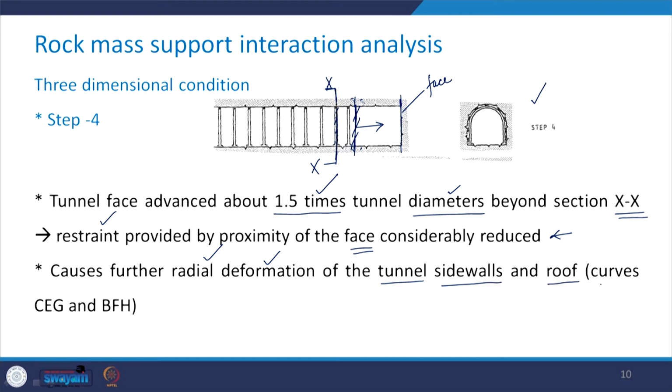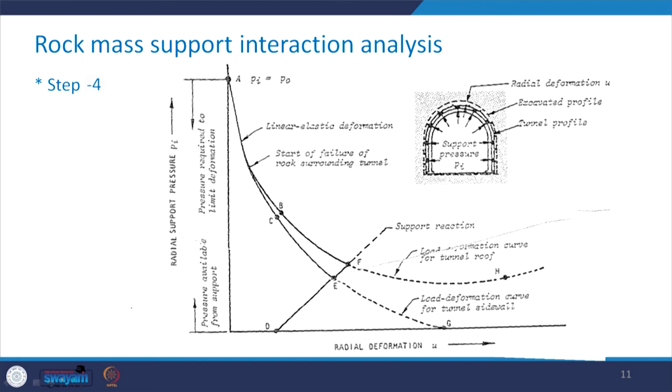This is represented by curves CEG and BFH in this figure. See here, this is CEG, this one, and BFH. So this is your B, this point is F, and it goes beyond that. So this is when there is no support system and the tunnel face has been advanced.